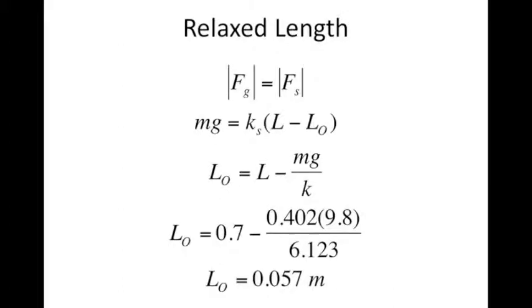To find the relaxed length of the spring, the concept of static equilibrium was used. In static equilibrium, the system is at rest. Therefore, the net force is zero. Two forces are acting on the system at this time: the weight force downward and the spring force upward. The weight force needs to be equal to the spring force. By plugging in the known values, I determined the relaxed length of the spring to be 0.057 meters. These calculated values were then used for the VPython code.